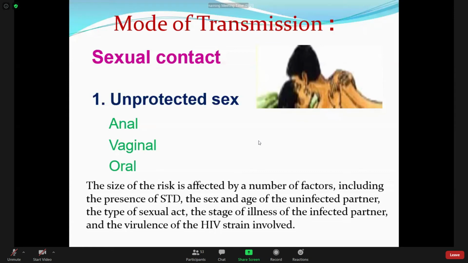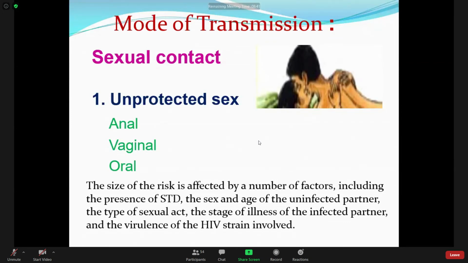In terms of age, mainly in adolescent girls and post-menopausal women, the cervix is a less efficient barrier for HIV. So risk is higher during adolescence and post-menopause, as there is no protective effect or a less efficient barrier for HIV. And the chance of transmission is higher during menstruation.